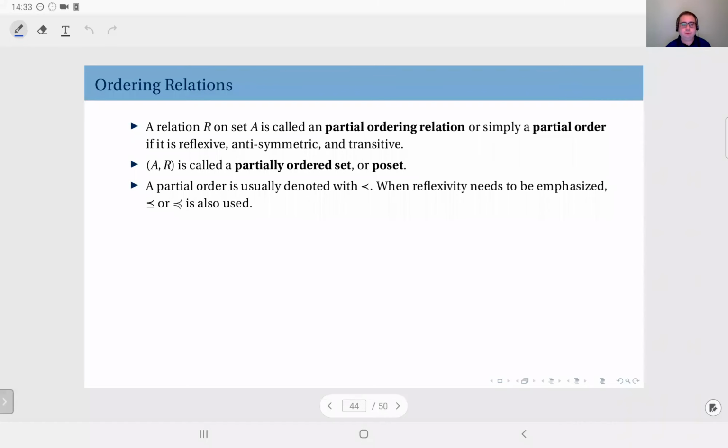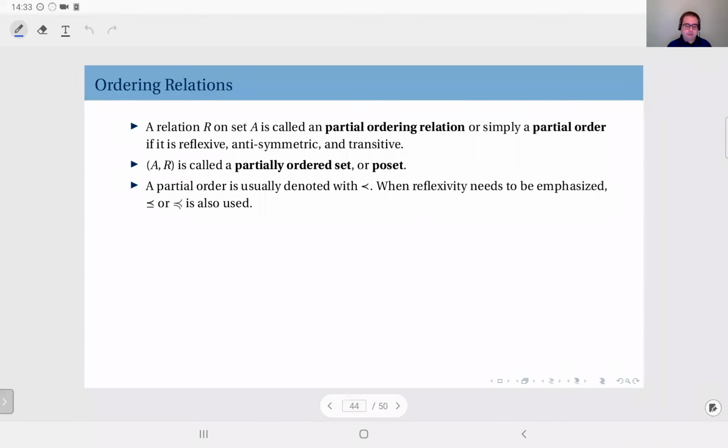So this brings us to the last class of relations that we are going to talk about, the ordering relations. Now recall equivalence relations: they were reflexive, symmetric, and transitive. And an ordering relation is reflexive, anti-symmetric, and transitive.